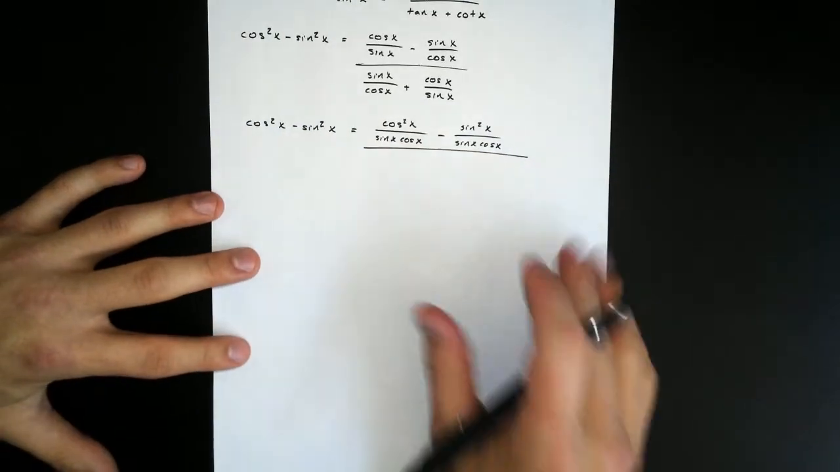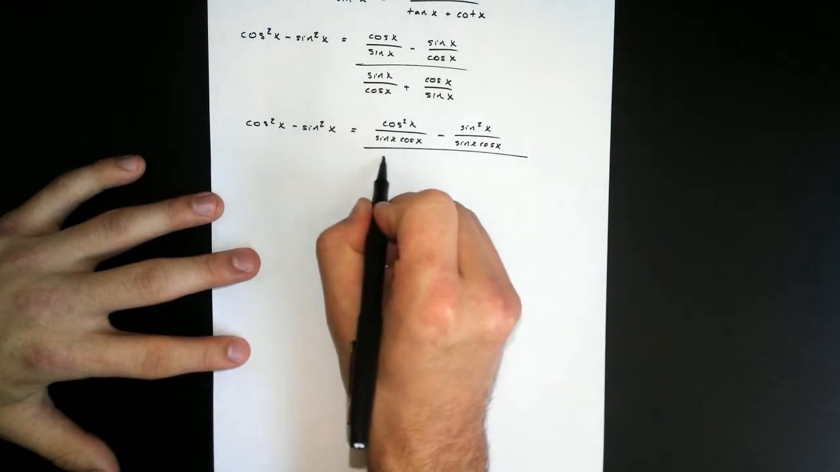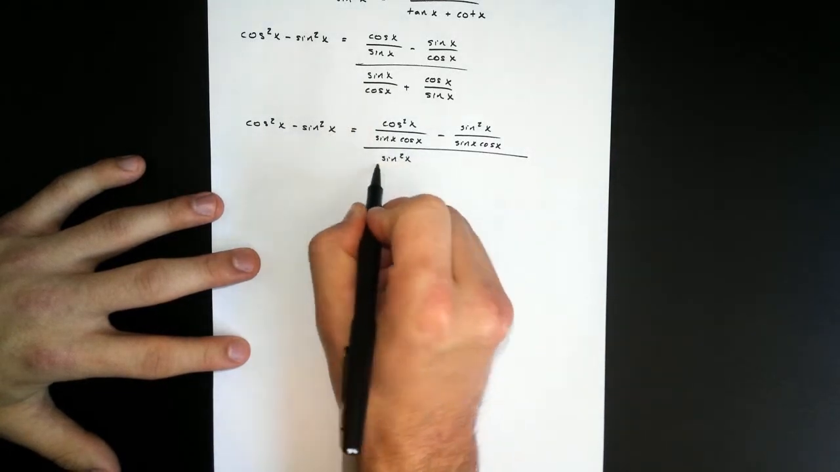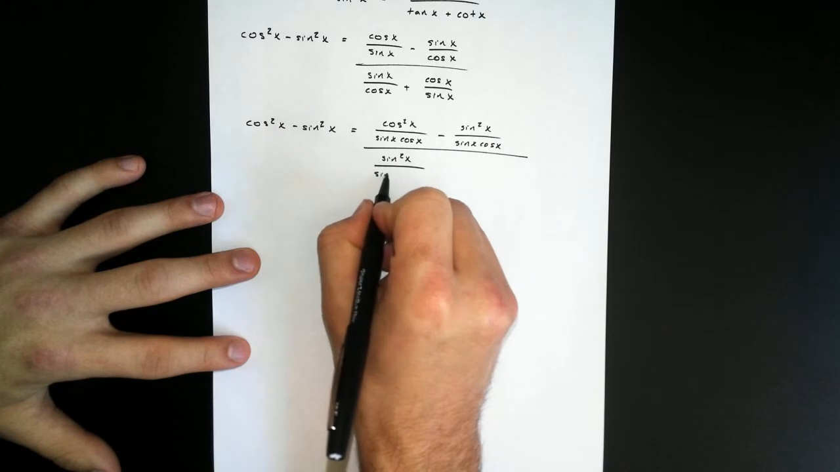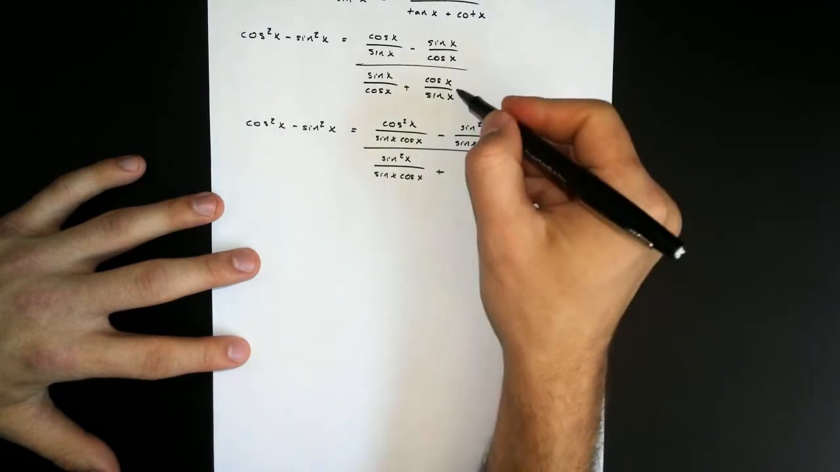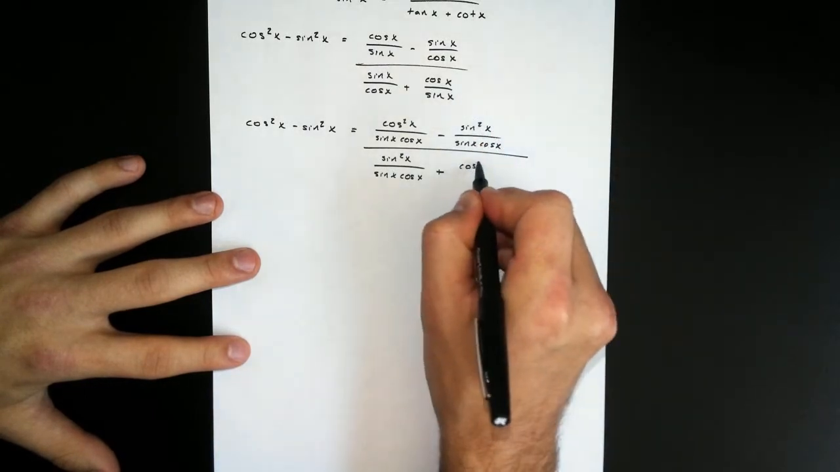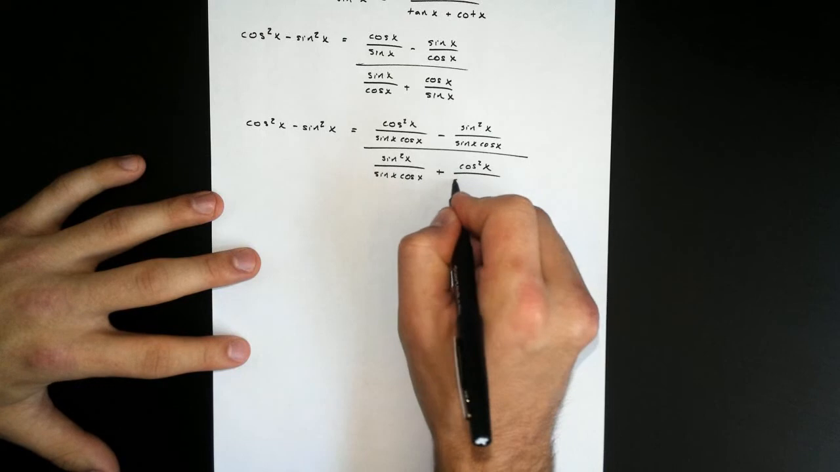And we have to do the same thing in the denominator. So this first one, top and bottom by sine. So the sine squared of x, and then the sine and cosine, and then plus, multiply top and bottom in this one by cosine. So then cosine squared over sine and cosine.